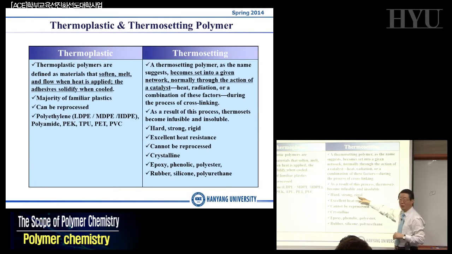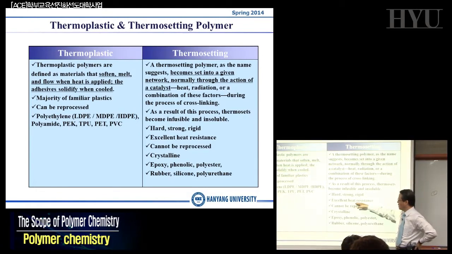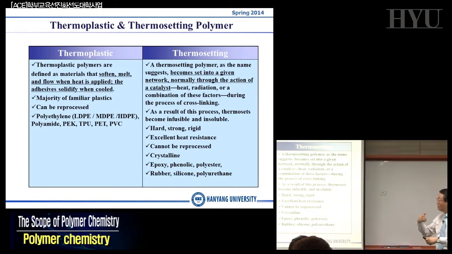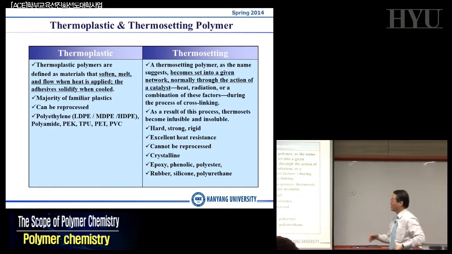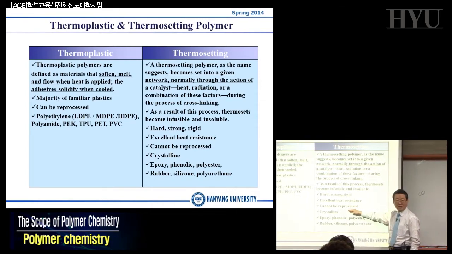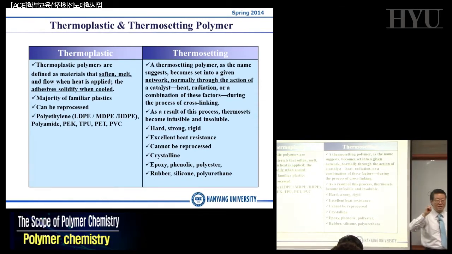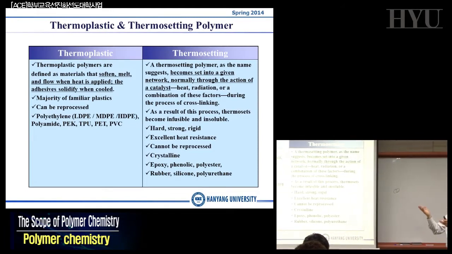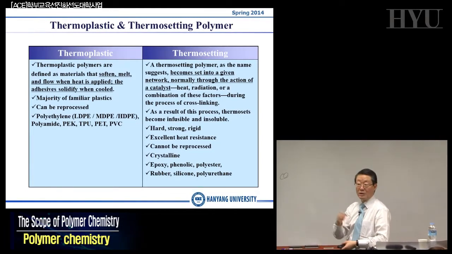It's very strong. Once you make the network polymer, it becomes very strong and hard, but has excellent dimensional stability, and also has very high heat resistance. It will remain very strong even at high temperature. This is irreversible, so you cannot reprocess. You cannot make the network polymer become a linear polymer once you form the network polymer.